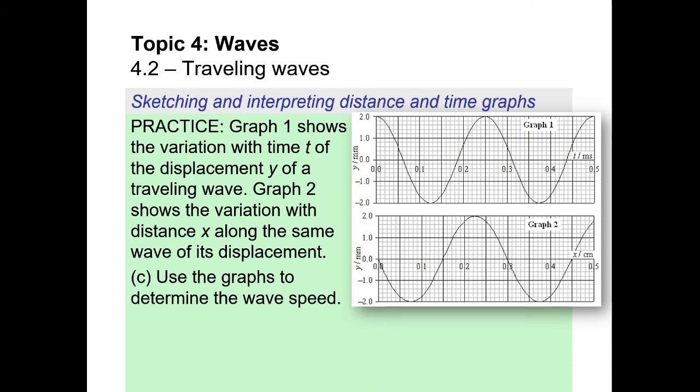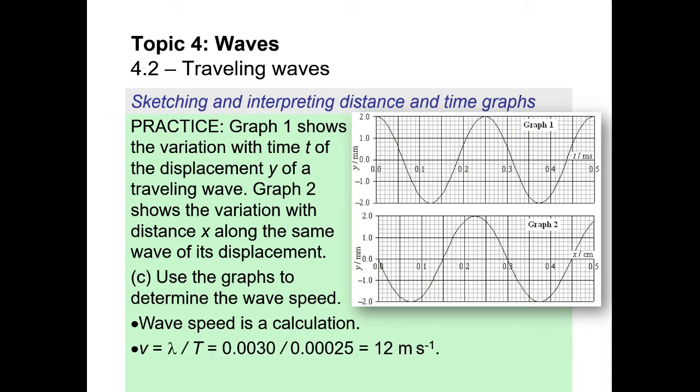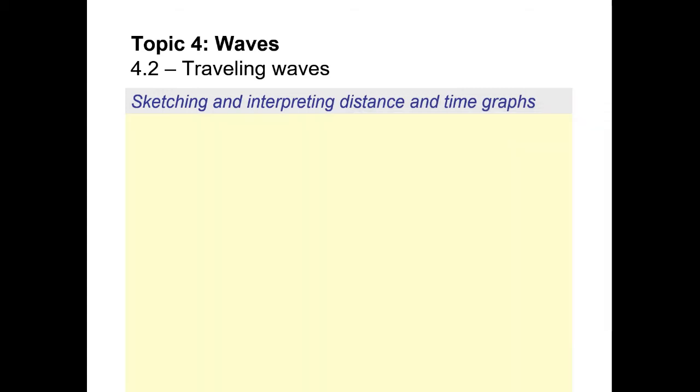Use the graph to determine the wave speed. Wave speed is wavelength over period, which is 0.003 divided by 0.00025, which is 12 meter per second.